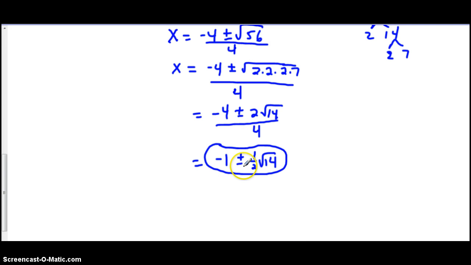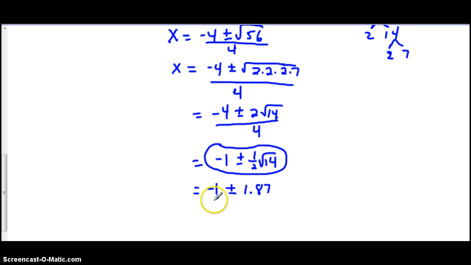So negative 1 plus or minus 1/2 times square root 14. Let's think about this: it's negative 1 plus or minus. Let's multiply 0.5, that's 1/2, times square root of 14. Go ahead and try that in your calculator.